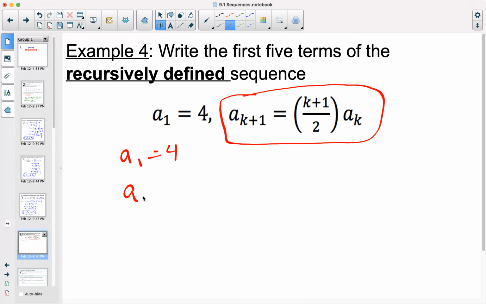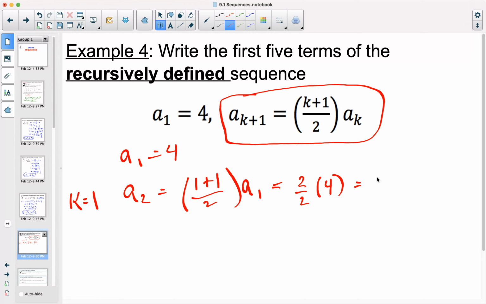So if we're trying to find the second term, that means k has to be 1, because 1 plus 1 is 2. So if k is 1, I'm going to plug k in, 1 plus 1 over 2 times, so this is why it's recursive. Each future term is based on the term before it. So 1 plus 1 is 2 over 2 times the prior term, so we get 4.